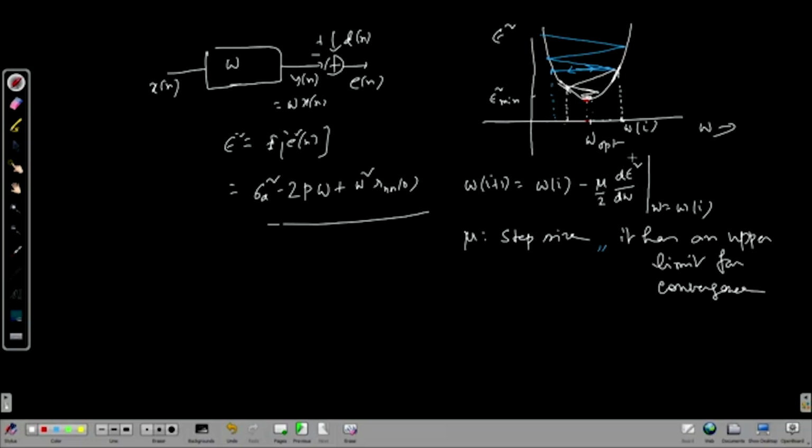Anyway, this was for one coefficient, right. Suppose I extend it to multiple. There is now W0, W1 dot dot dot W n minus 1.